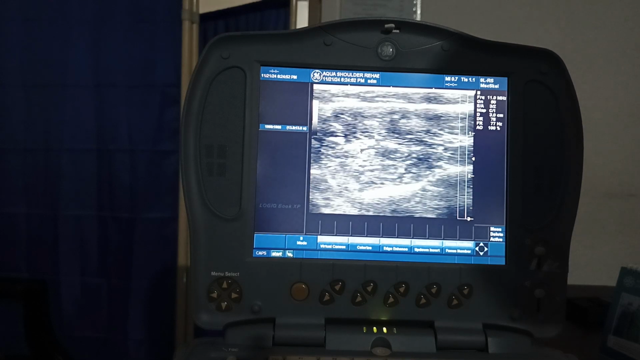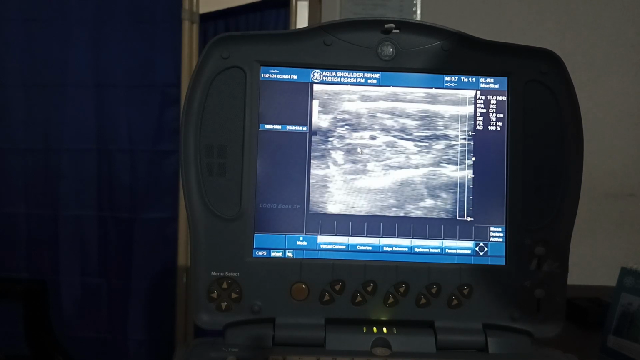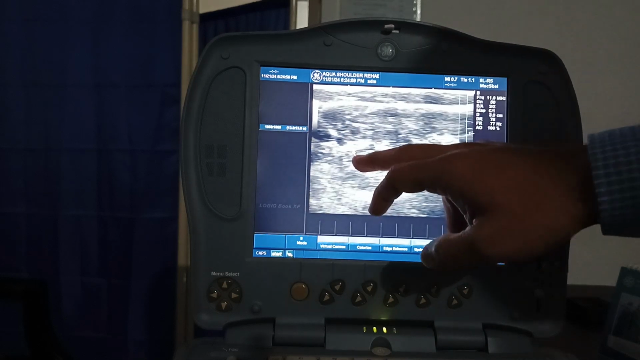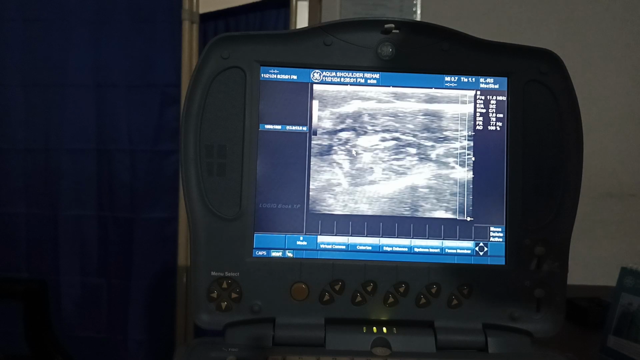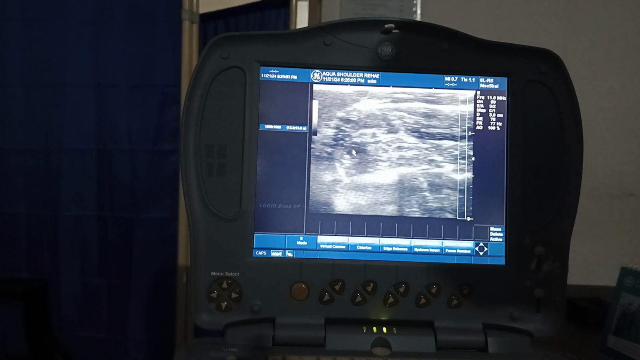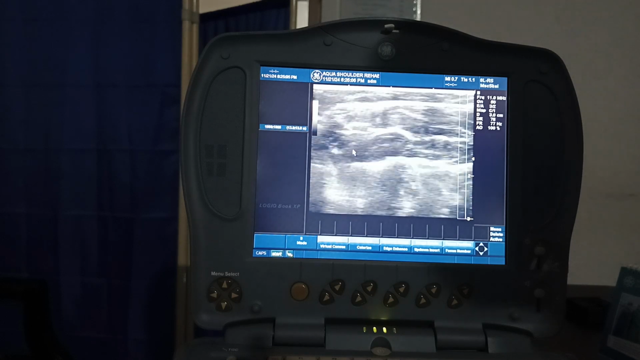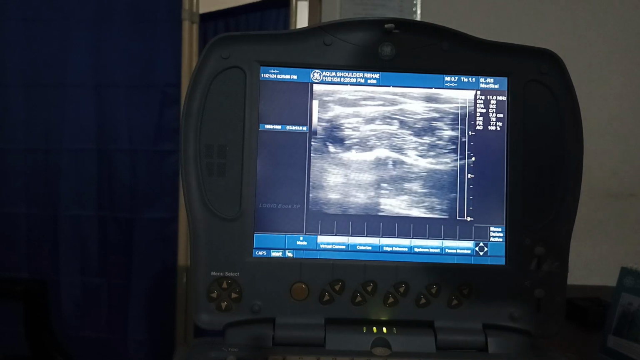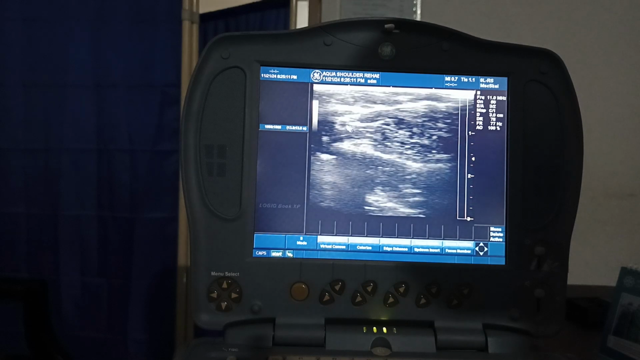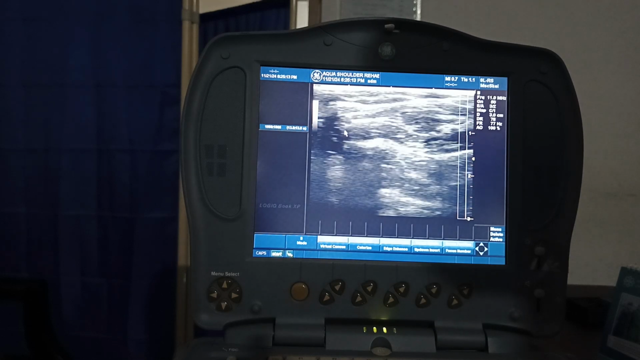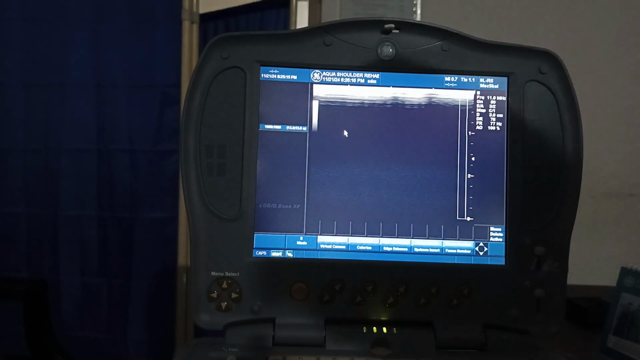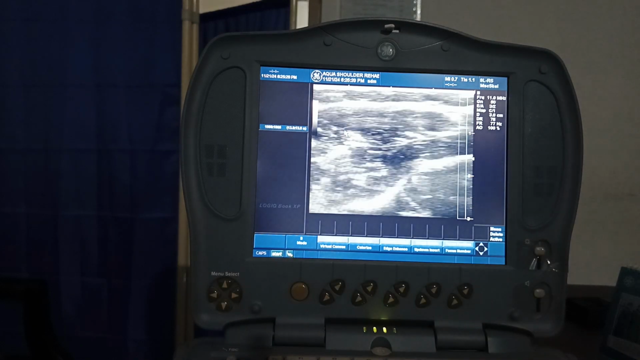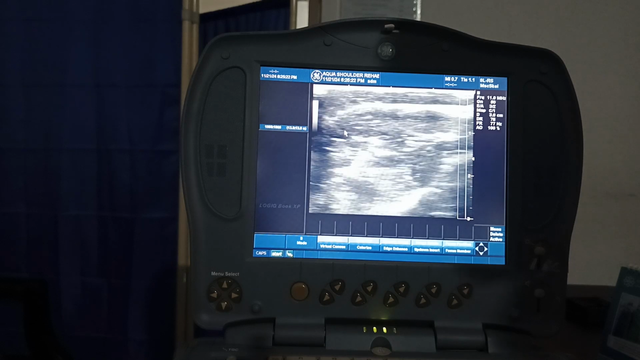Can you please follow this structure? See, it moved from deep to superficial. Can you guys see this? It's just a matter of practice that you keep on moving the probe, and still you can somehow try to see the structure. Of course there's gel missing now. Let's go back where the nerve was very clear.